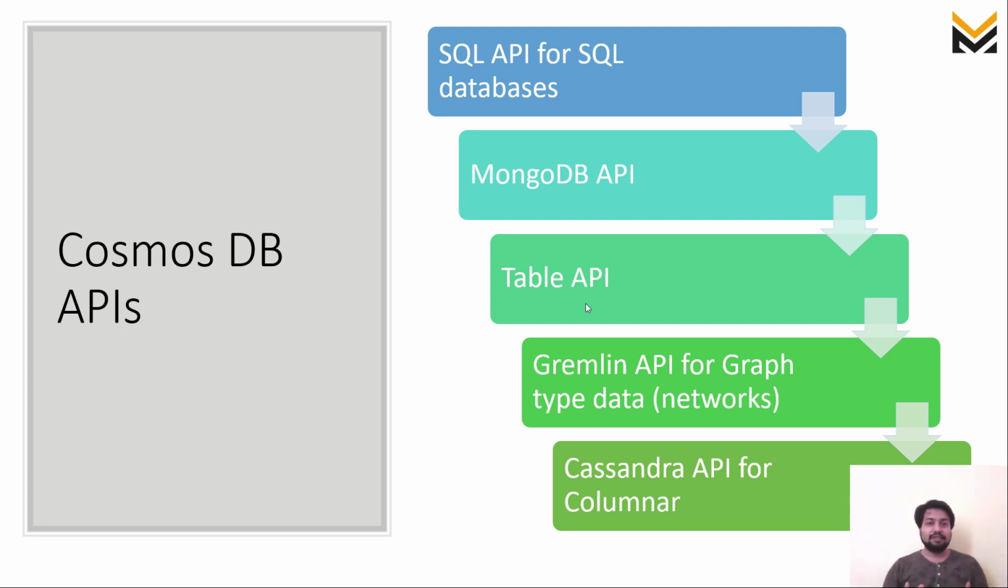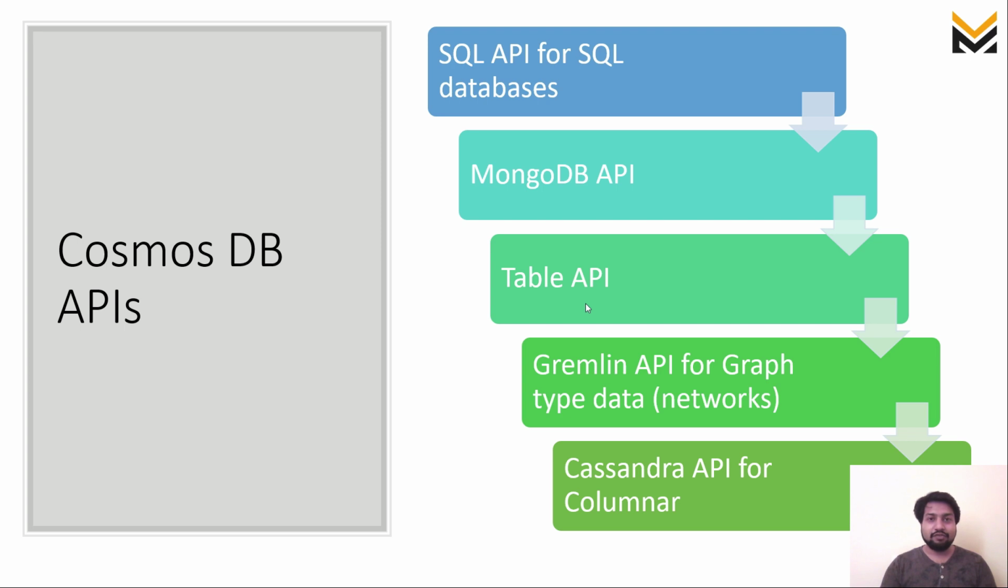However, you should only use tables or the tabulars in case you don't have to create very complex joins between those tables. Though they are similar to SQL, but they are not exactly same. Then comes the Gremlin API for graph.